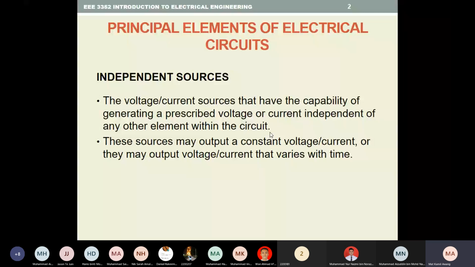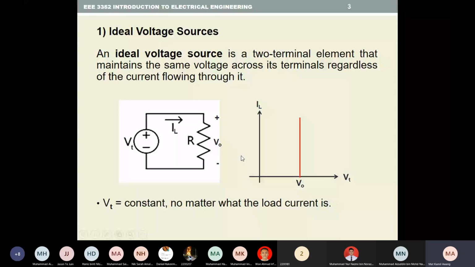So these are the ideal voltage source. An ideal voltage source is a two-terminal element. You have a positive terminal and a negative terminal. You see this circle with a plus sign and minus sign. Plus terminal is the positive terminal, minus terminal is the negative terminal. So it's a two-terminal element that maintains the same voltage across its terminals regardless of the current flowing through it. So this is an ideal voltage source.